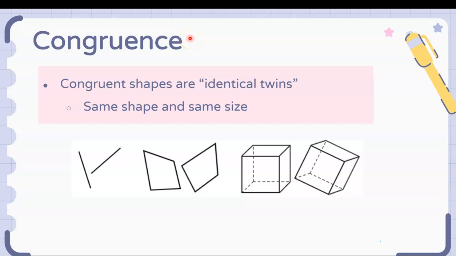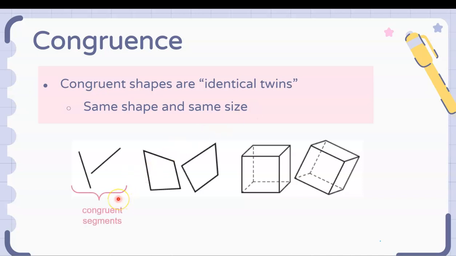We're going to talk about congruence a little more, what it means and how to tell if two things are congruent. So when we talk about congruence, you can picture two congruent shapes as being like identical twins. They're going to be exactly the same shape and exactly the same size. It's like if you took one and did copy and paste, and so you have two that are exactly the same.